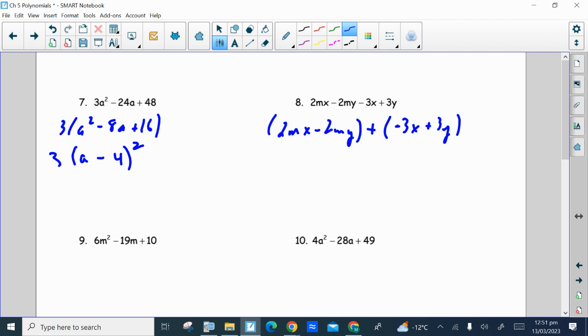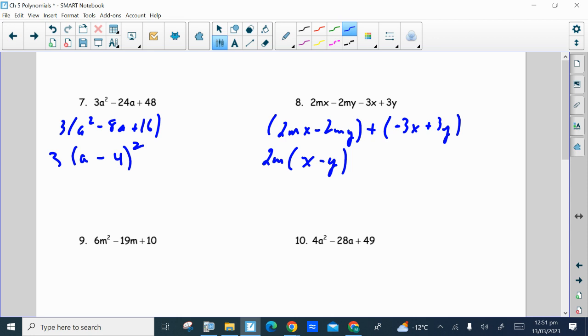And then you take out a common factor out of each group. The first group has a common factor of 2m. And if you take that out, if you divide each of those terms by 2m, you'll be left with x minus y. So common factor of 2m in the first group. The second factor is x minus y.